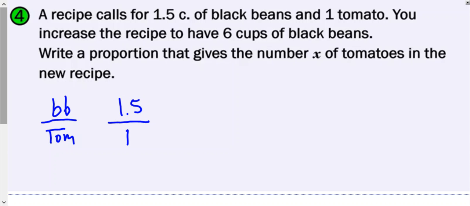This right here is actually our unit rate. We have 1.5 cups of black beans for every 1 tomato. And if we're going to increase the cups of black beans, that's going to be 6 on top, and then our unknown is tomatoes, so I'm just going to use T for our unknown.